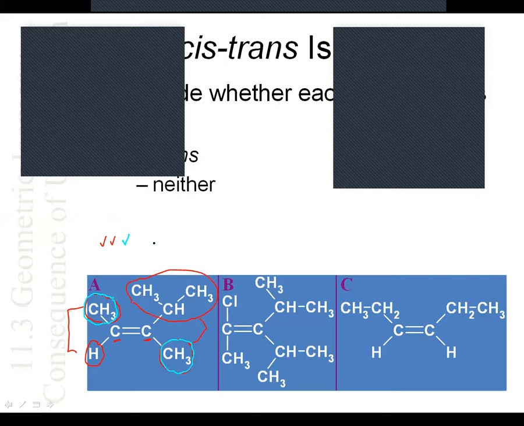So now we want to determine, is it cis or is it trans? And it is the double bond here we're looking at. Now the groups that are the same on opposite carbons are on opposite sides of the double bond, which means this guy here would be a trans isomer. Any questions on how we went through that there?